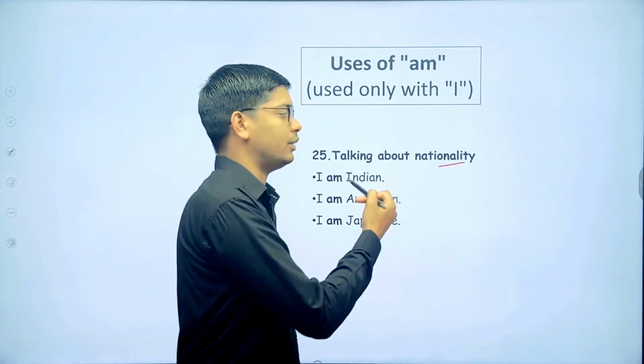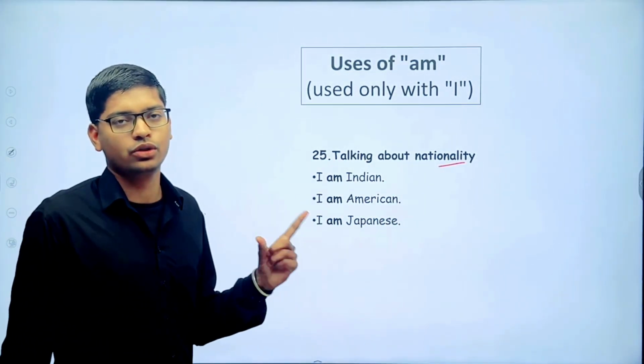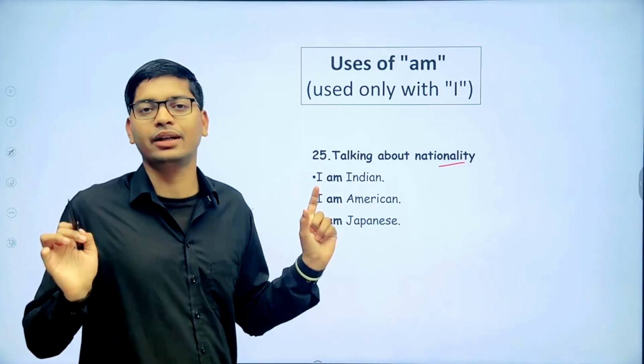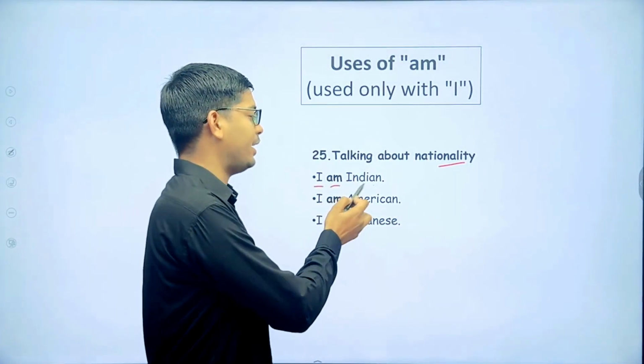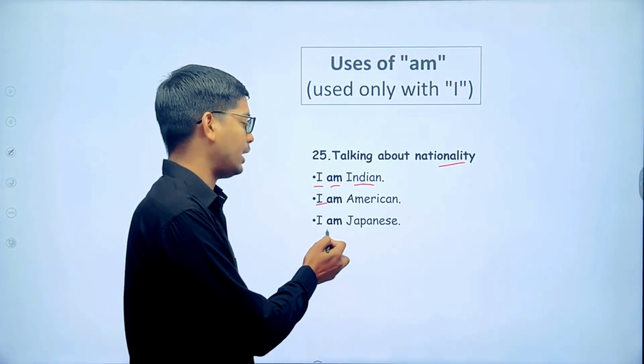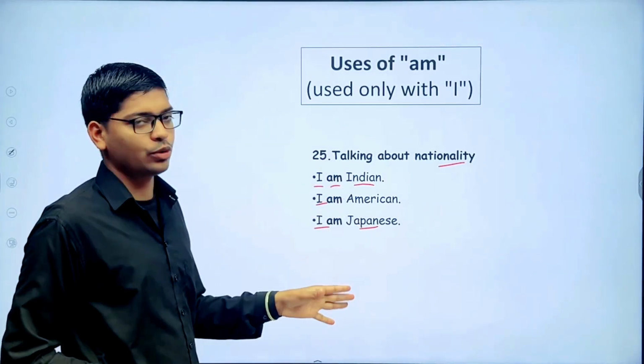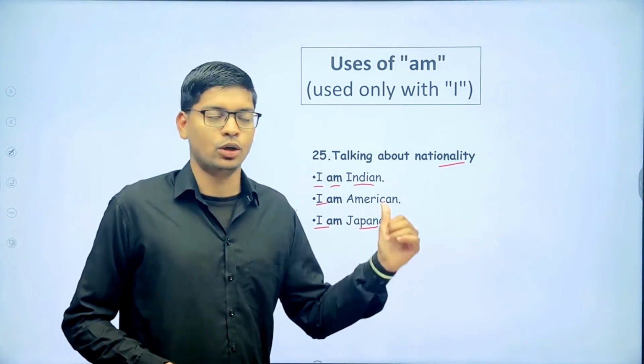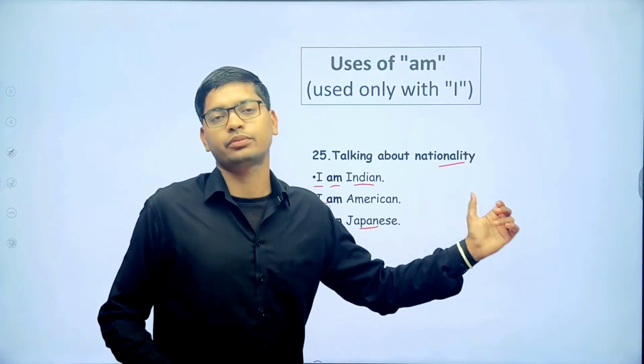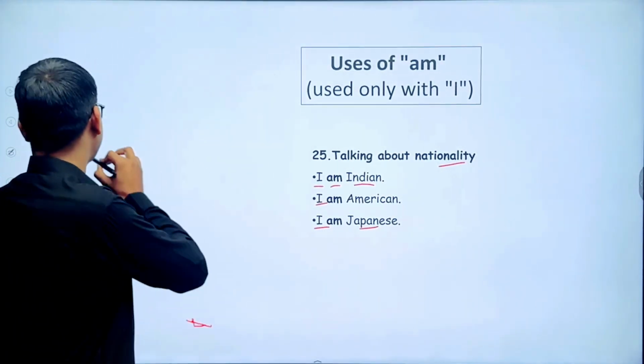Talking about nationality, you can use am with I. So I am Indian, I am American, I am Japanese. So this type you can use am with I, to express or talk about nationality. Okay, let's see next use.